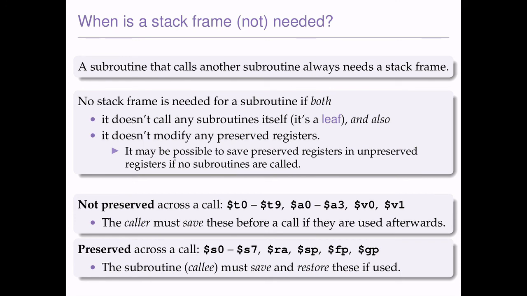Now you could store preserved registers in unpreserved registers if there is no subroutine being called. So for example, if we didn't need to call a subroutine and we weren't ever going to use T3, T4, but for some reason or other we had to save S0 and S1, we could move the S0 and S1 into T3 and T4 and save them there. However, it might just be simpler for you to put it in the stack, just for the sake of your own conceptual clarity: the stack is a safe place, we're storing it there, and we don't overwrite it.